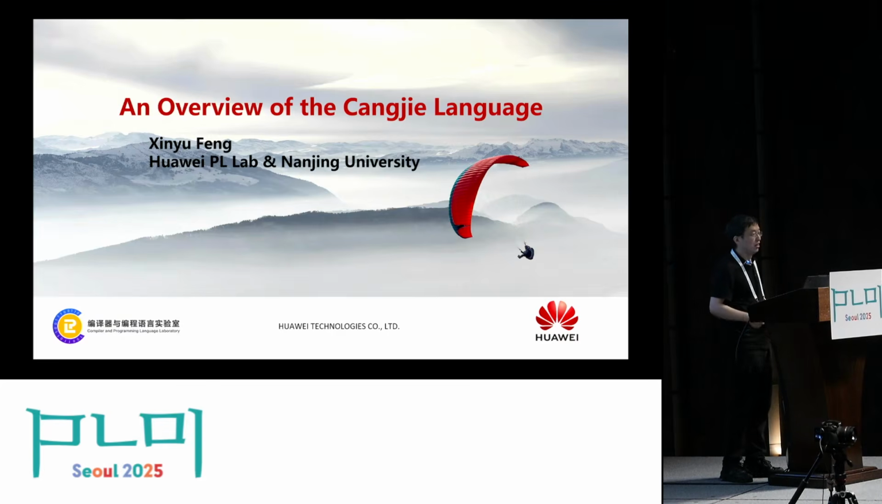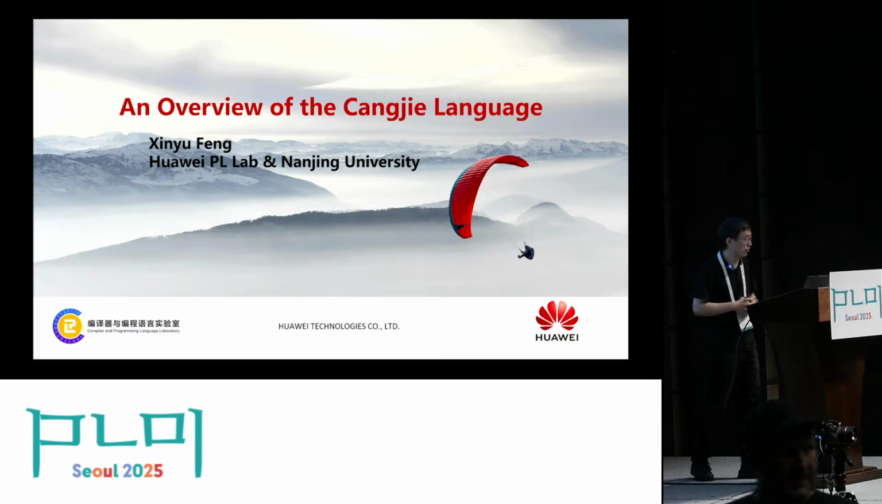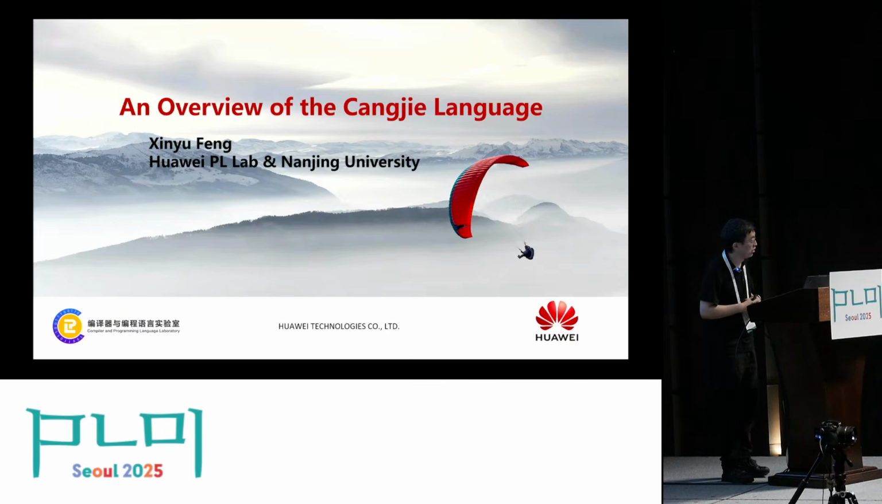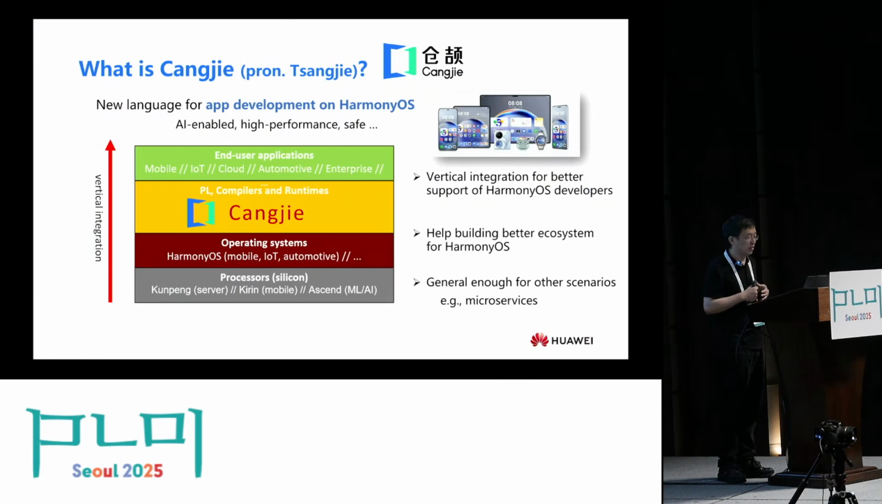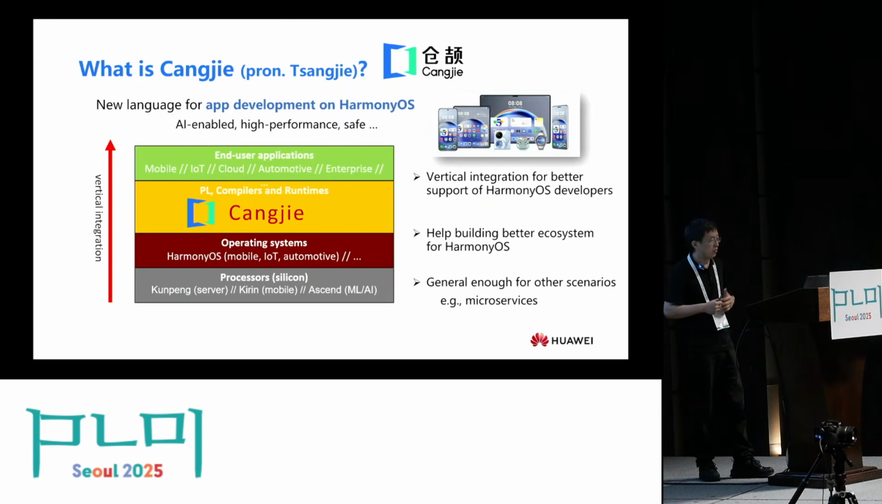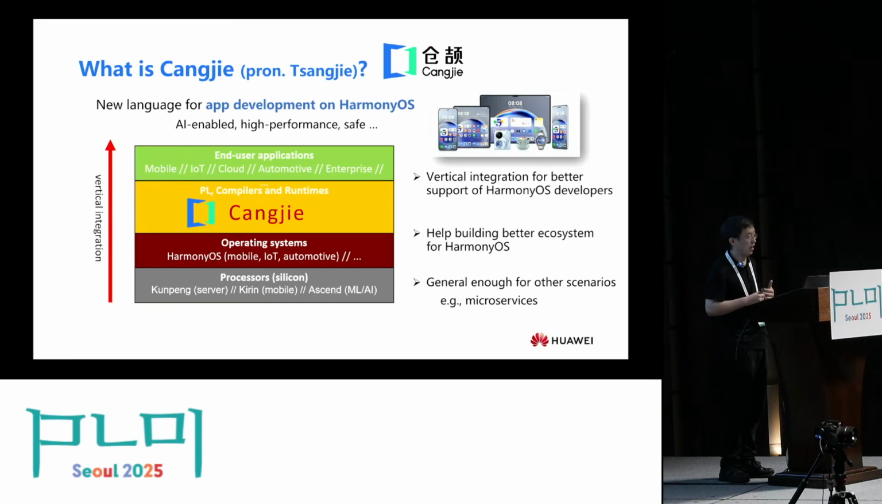Thank you. So this is Xinyu Feng from Huawei Programming Language Lab, also from Nanjing University. I'll introduce the Cangjie language at Huawei. Cangjie is a new programming language for mobile application development on HarmonyOS, which is a new operating system for Huawei mobile devices. With this new language, we can have a better vertical integration of the whole hardware and software stack to deliver better programming experience or performance to our developers.